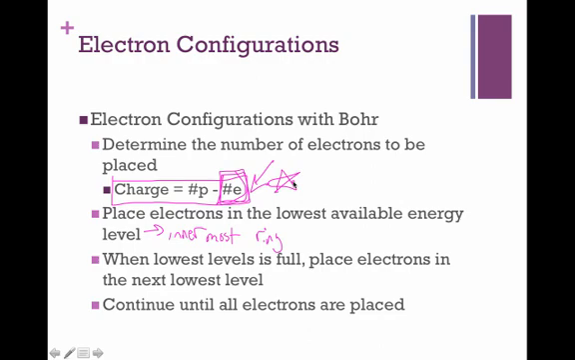Now, we mentioned the fact that each ring has a maximum number of electrons. We talked about when it's full. We need to define what those numbers are. How do you know when ring 1 is full? How do you know when ring 2 is full? That's where we're heading next.